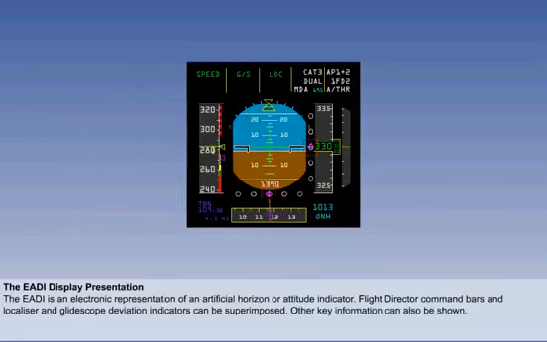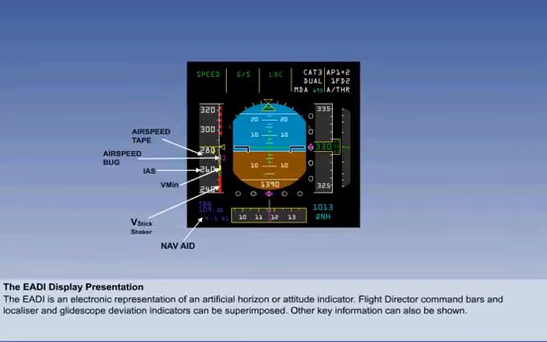Other key information can also be shown, and we will work our way around the EADI display in a clockwise direction. So, starting at the lower left-hand corner, we can see the active navigation aid in use and an airspeed tape which shows indicated airspeed or calibrated airspeed from the air data computer. Critical speeds and an airspeed trend are overlaid on the airspeed tape. The airspeed trend pointer indicates the direction of the difference between actual speed and commanded speed on the speed error scale.